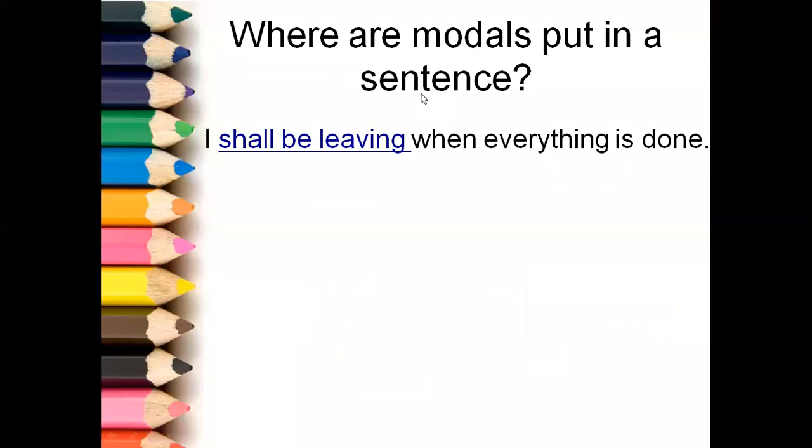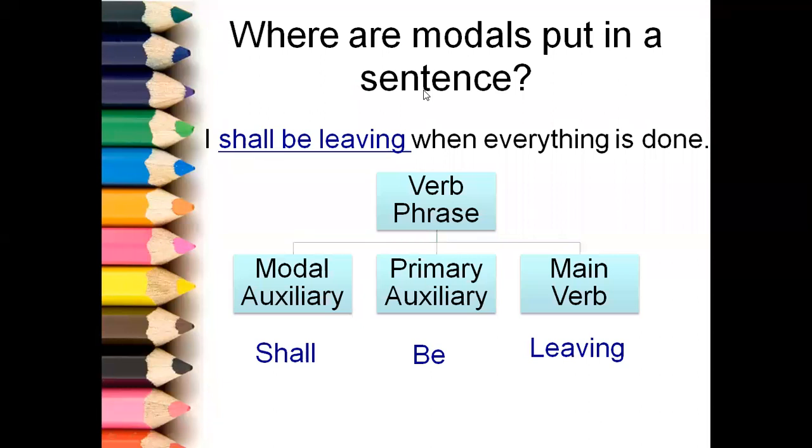Now let us try to understand the structure of the modal verbs in English. Look at this sentence: I shall be leaving when everything is done. What you notice in this sentence is that "shall be leaving" is highlighted with blue color and underlined. If you try to split this phrase, "shall be leaving", which is a verb phrase, it can be split into three parts: shall, be, and leaving.